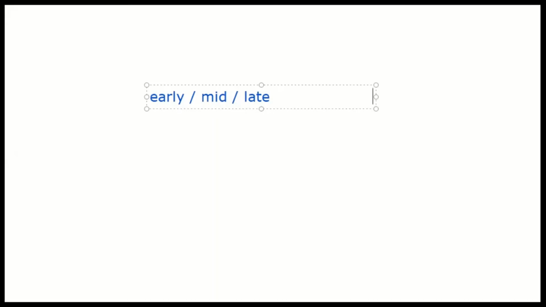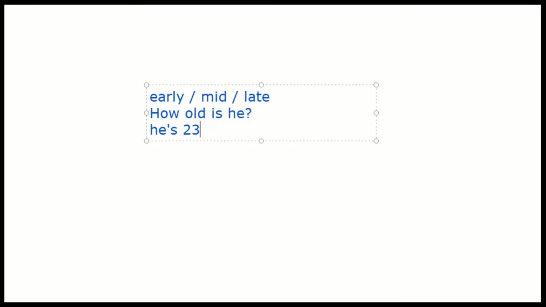For example, if I ask you, how old is he? Now, if you want to answer this question, there are different ways of responding. The first one is, if you know the exact age, the exact number of his age, you could say he is, for example, 23 years old. You could do something like that. But what if you don't know his exact age? And what if you want to guess his age?